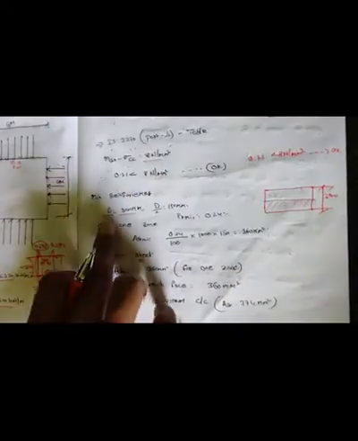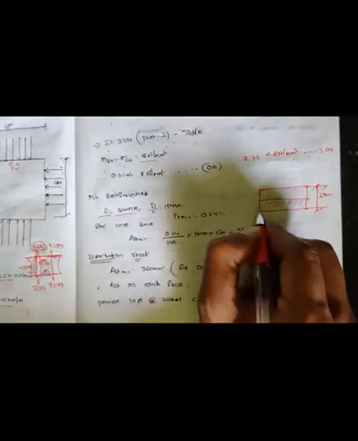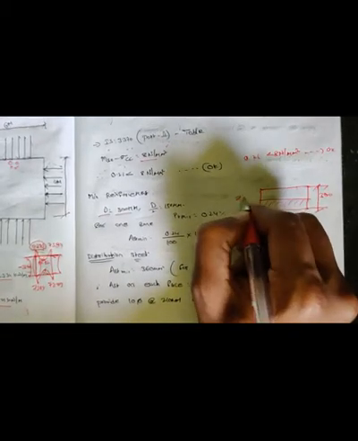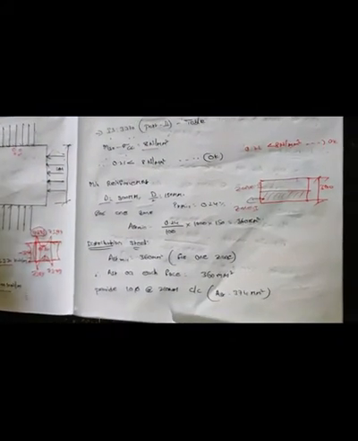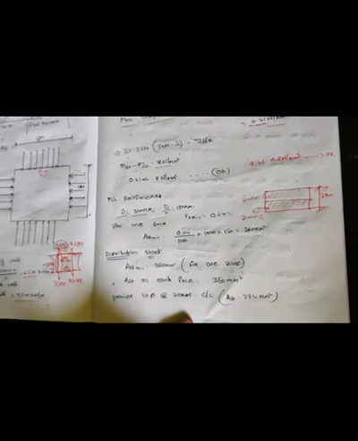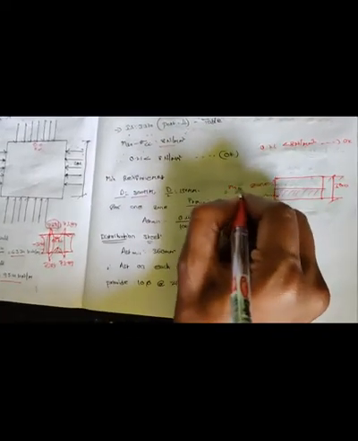Now for one zone, PT minimum is 0.24%. For one zone we will design, and for the remaining zone we will leave as it is, because at the ground floor there is already some soil. So for one zone PT minimum is 0.24%. This is for M30 grade of concrete.